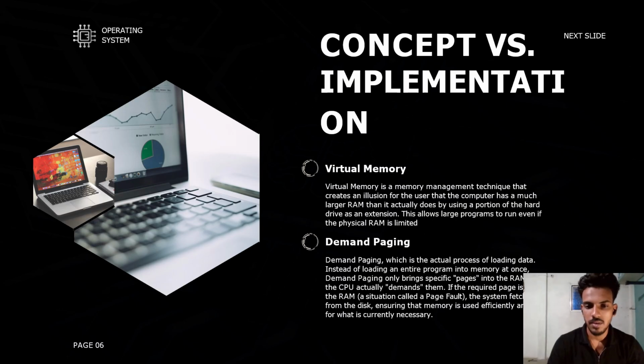Demand paging is the actual process of loading data. Instead of loading an entire program into memory, demand paging only brings specific pages into the RAM when the CPU actually demands them. If the required page is not in the RAM, a situation called a page fault occurs. The system fetches it from the disk, ensuring memory is used efficiently for what is currently necessary. Let's look at the next page.